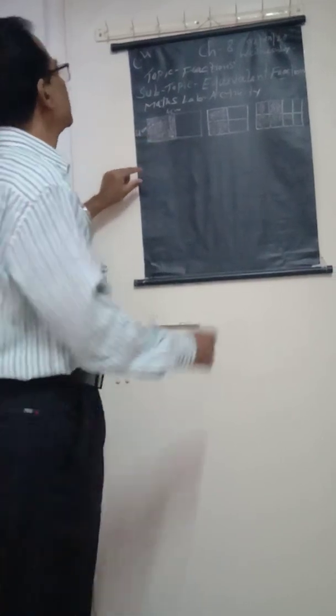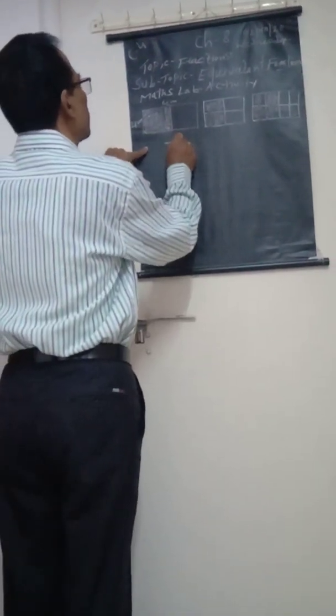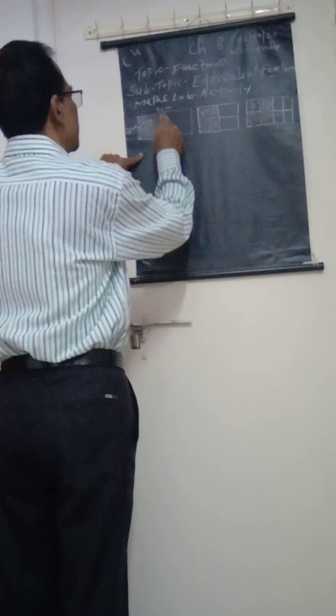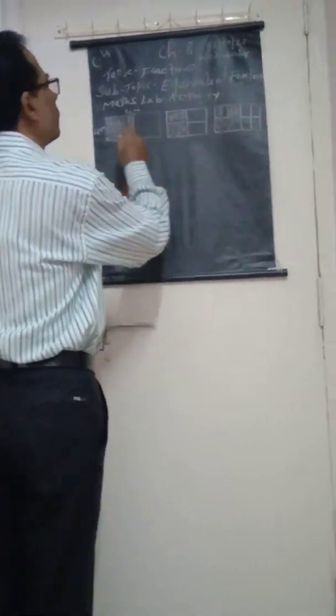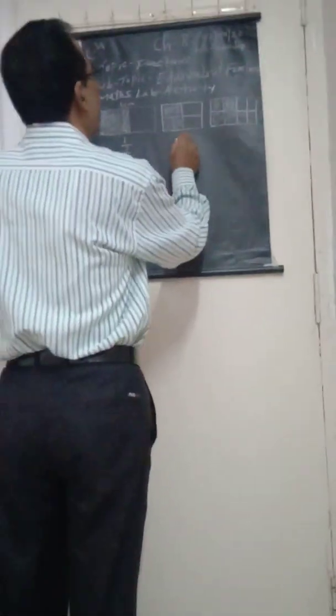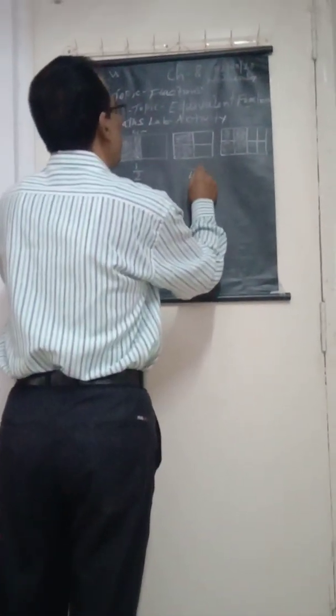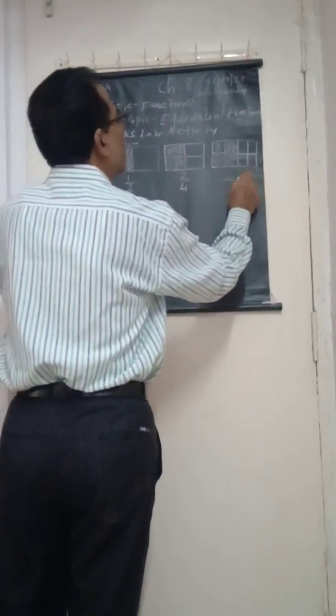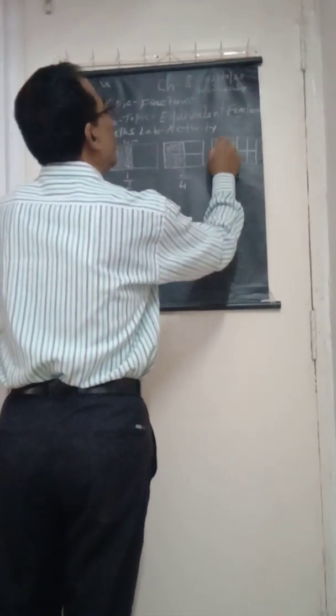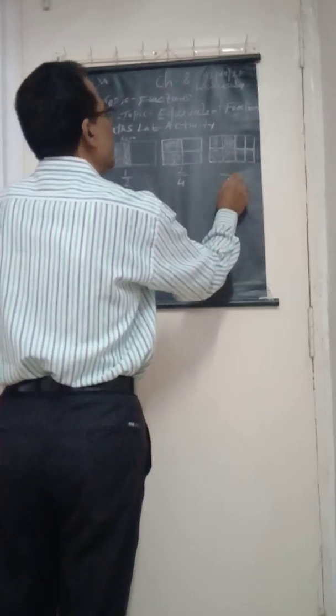But now, out of how many total parts is there? 2 parts are there. How many are shaded? One part is shaded. Here how many total parts are there? 4 parts. How many are shaded? 2 parts. Here total how many parts are there? 1, 2, 3, 4, 5, 6, 7, 8.